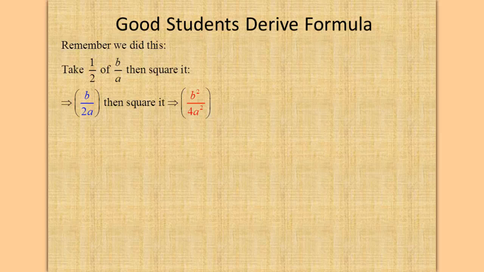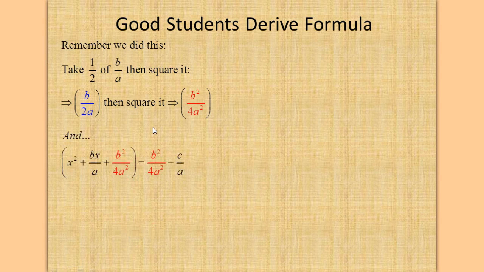Remember we did this. We took 1/2 of b over a, then we squared. So 1/2 of b over a is b divided by 2a. Then we square it. That's b squared divided by 4a squared. Then we added b squared divided by 4a squared to both sides, as we did here.